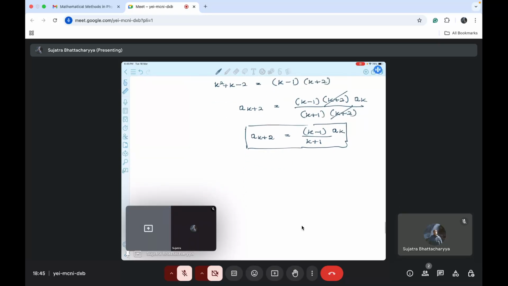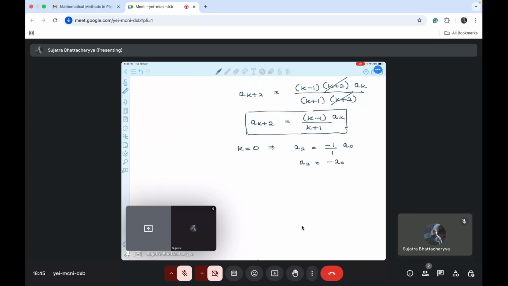Let's put k is equal to 0 initially to start with. So k is equal to 0 will do what? A2 is equal to 0 minus 1, which is minus 1, over 0 plus 1, which is 1, times A naught. So A2 will be equal to minus A naught. Perfect. Next, k is equal to 1. So it will be 2 plus 1, 3. This will be 1 minus 1, 0. So A3 will be 0. K is equal to 2. So it will be A4, 2 minus 1, 1, over 2 plus 1, 3, and this will be A2.